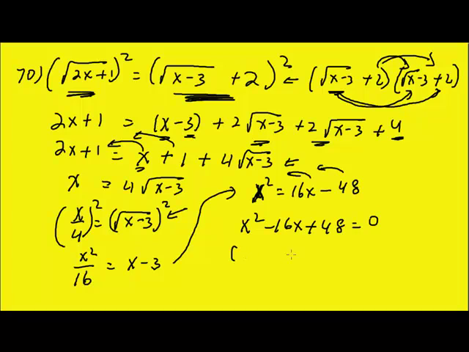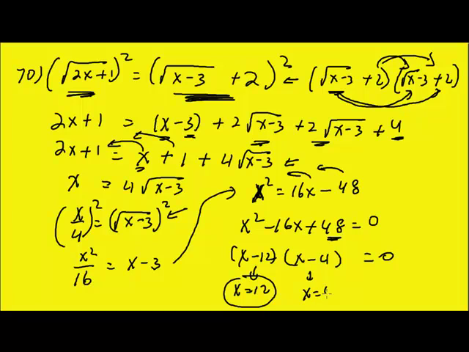Now we have to factor, and we are going to factor right now. Factors of x squared, that's easy, x and an x. I'm looking for factors of 48 that I can make a negative 16 out of. And it looks like 12 and 4 will work, so I'm going to go negative 12 and negative 4. Then I'm going to set that equal to 0. I get x is equal to 12. That's one of my solutions. Set that equal to 0. I get x is equal to 4.